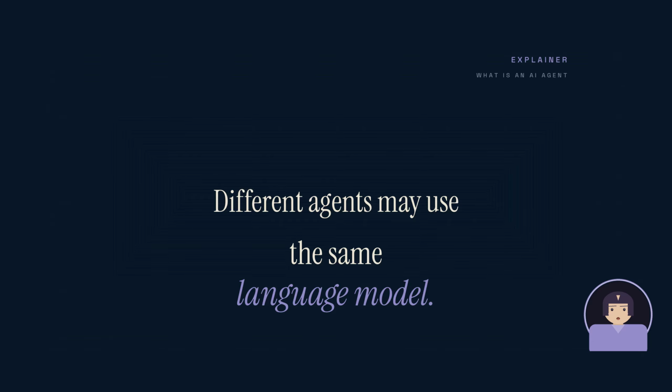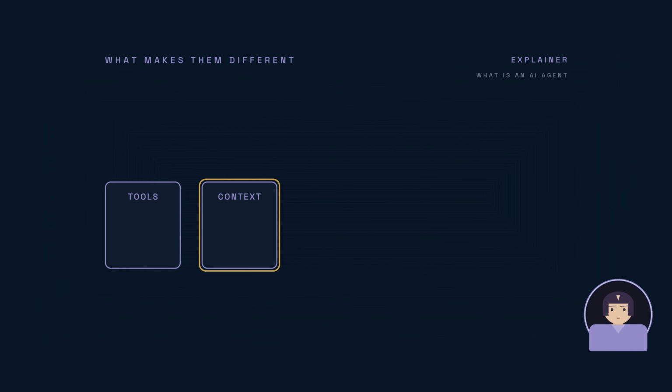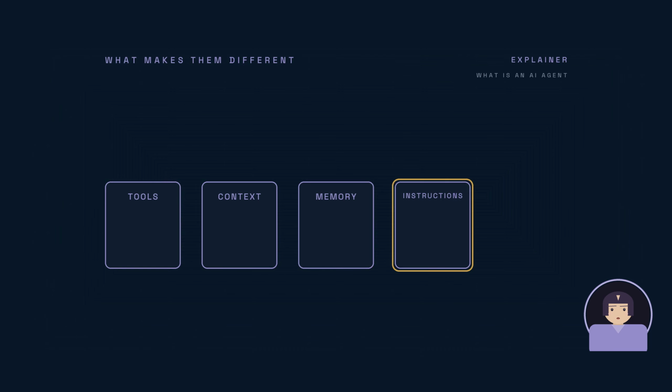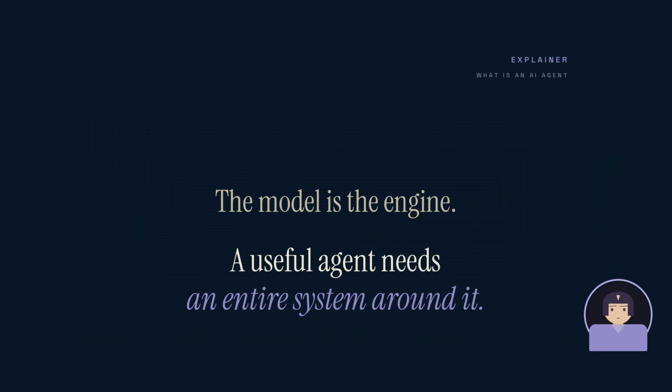Different agents may even use the same underlying language model. What makes them different is often the tools they can use, the context they receive, the memory they keep, the instructions they follow, and the permissions they have. The model may be the reasoning engine, but a useful agent needs an entire system around it.